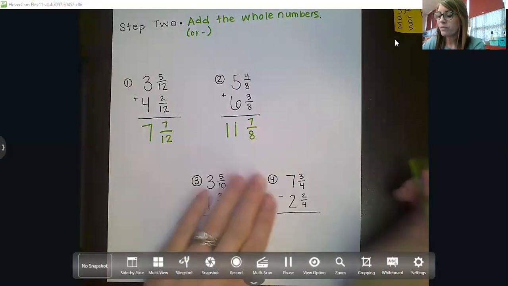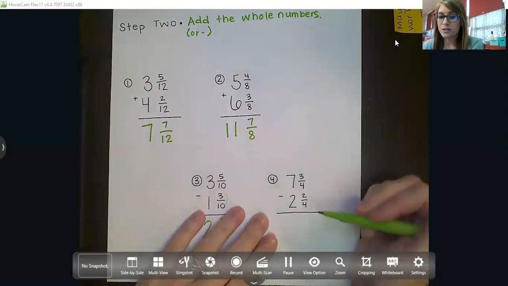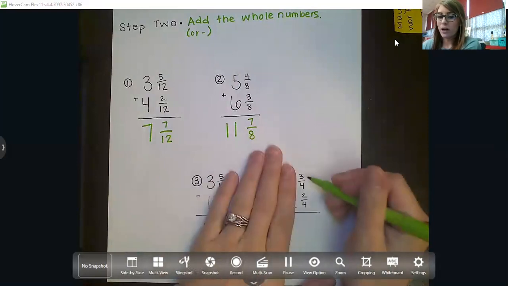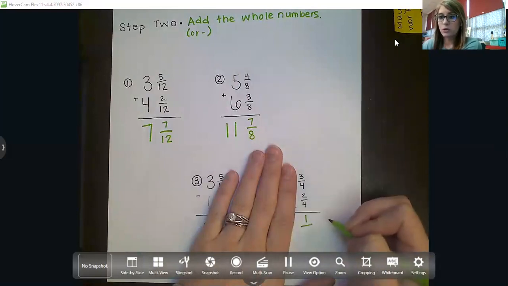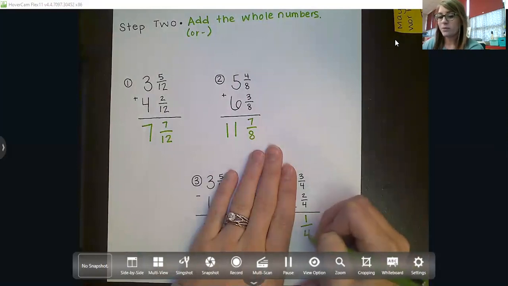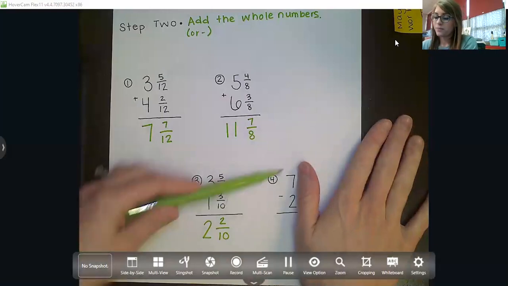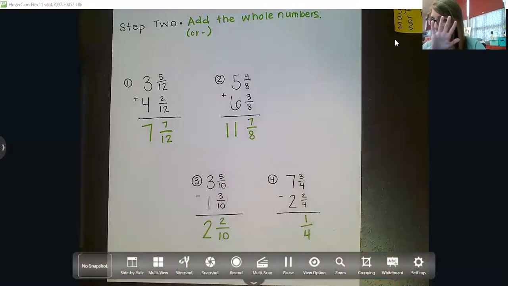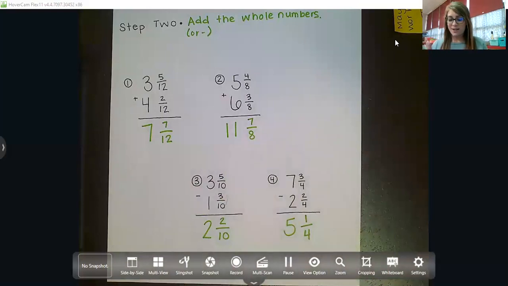Good job, guys. All right, number 4, we've got 7 and 3/4 minus 2 and 2/4. Always start with our fractional pieces. 3/4 minus 2/4. 3 minus 2 is 1. Very good. And that denominator is going to stay a 4. And then we're going to switch over and subtract those whole numbers. 7 minus 2 is 5. So you should have gotten 5 and 1/4.